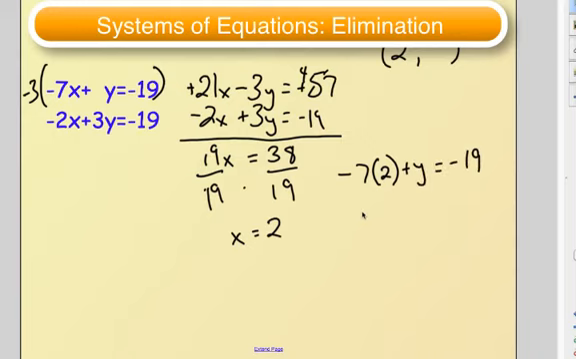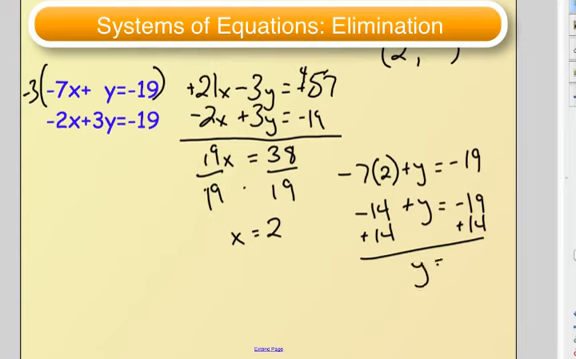So negative 7 times 2 is negative 14 plus y equals negative 19. Add 14 to both sides of the equation. And I'm left with y equals negative 5. And there is my other value for my coordinate point. 2 comma negative 5, that's my answer for this solution.